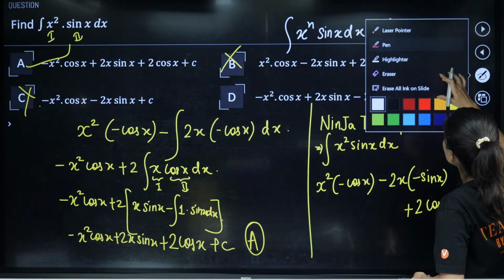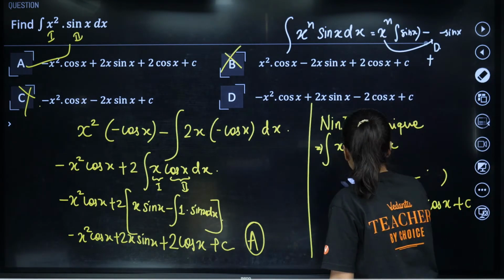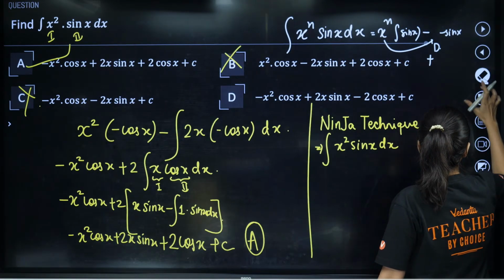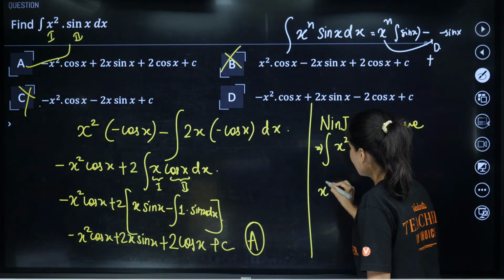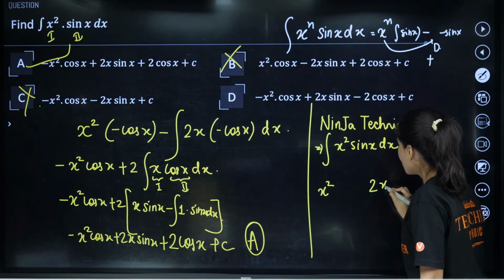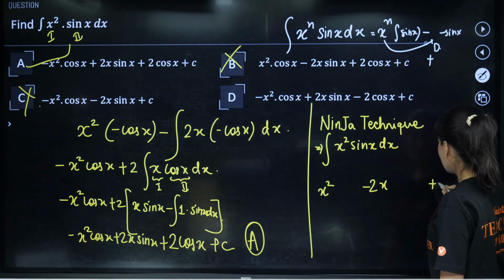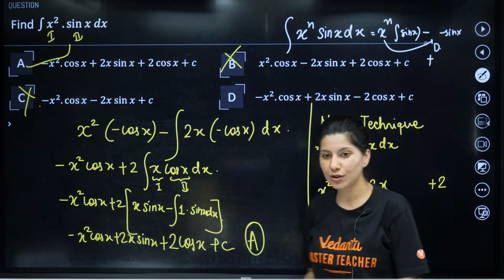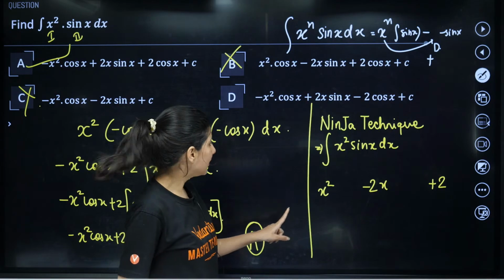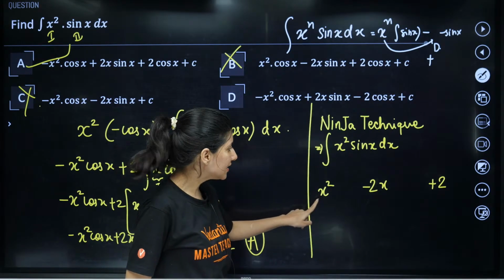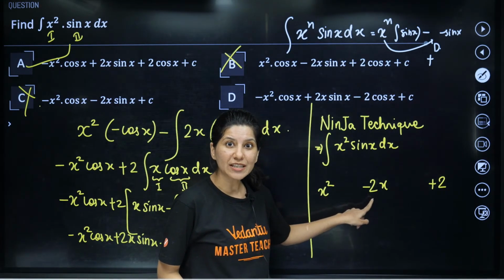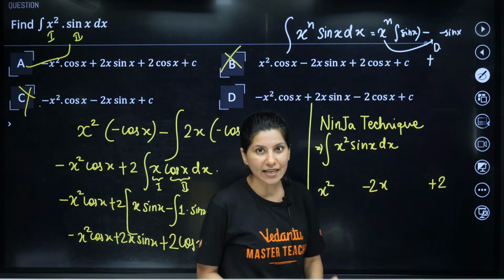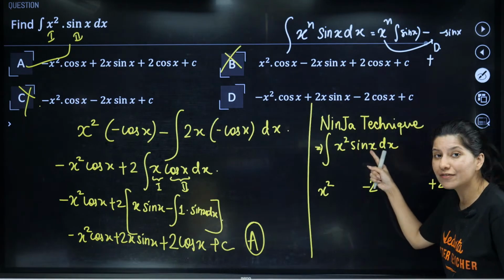Let me just one more time tell you. So it will be x square and then minus 2x and then plus 2. So what did we do? Understood? x square kept as it is. Then we have differentiated with a negative sign. Again differentiated with a positive sign. Alternate sign will happen.